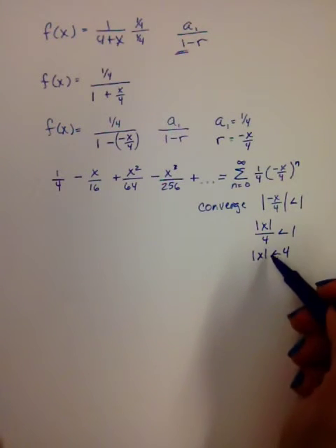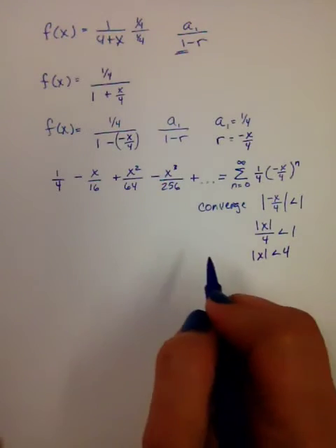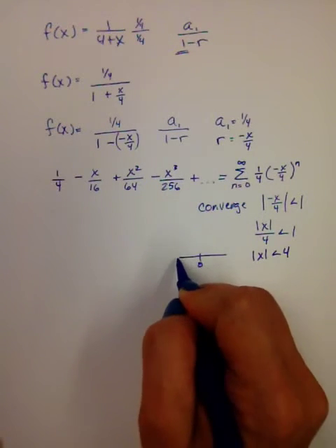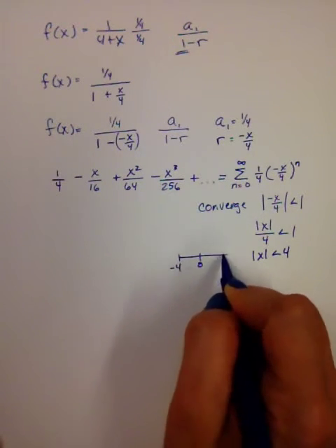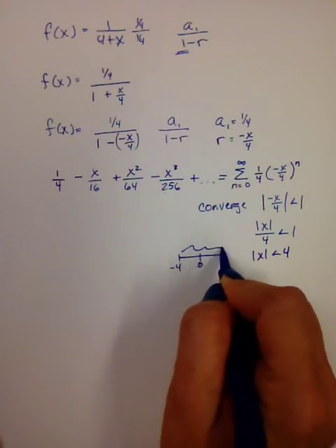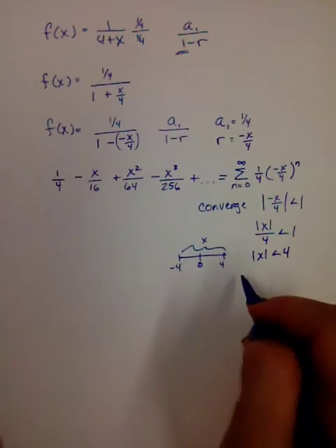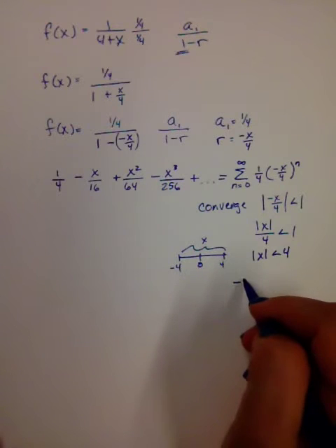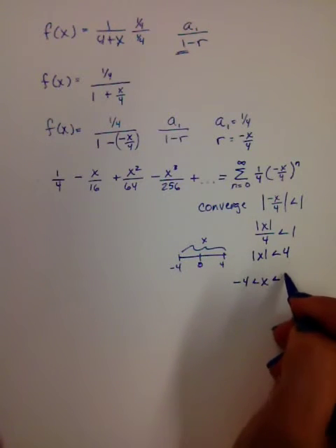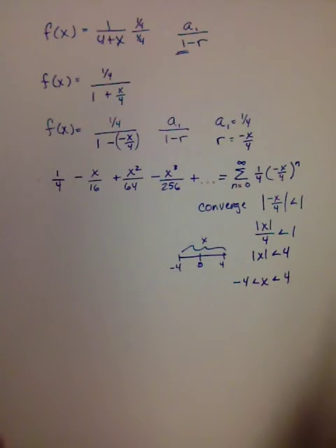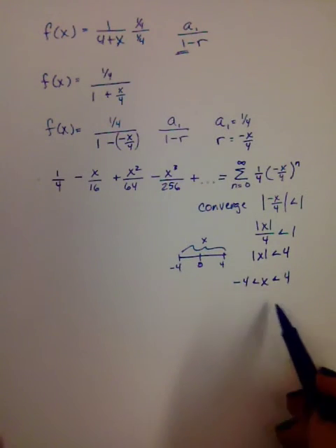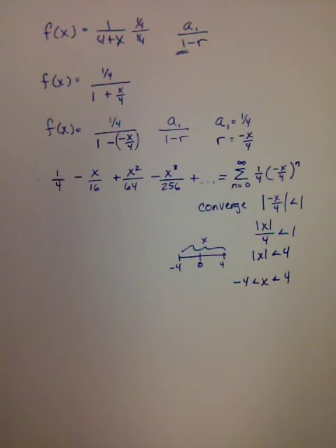And then I know that this is the distance from 0. So again, if you look on a number line, here's 0. I can go out 4 in either direction, and my x has to be in this interval. So it converges on the interval from -4 less than x less than 4. So the function will match in this interval, but not match in the other two.